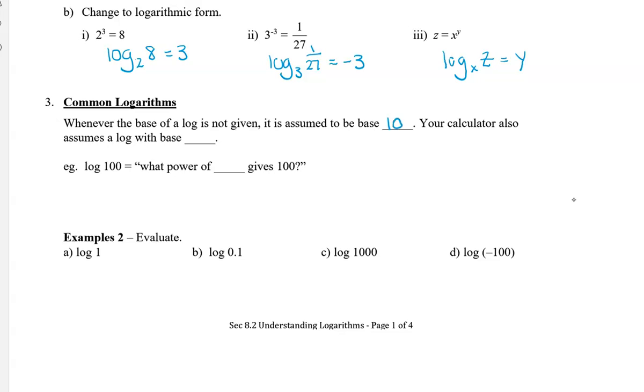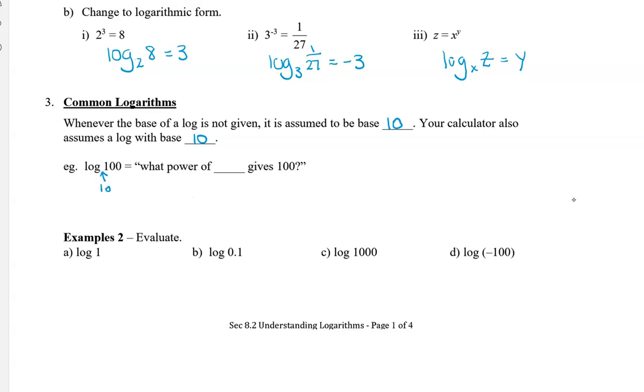So your calculator also assumes a log with base 10. You'll notice on your calculator, it just says log, and it doesn't have any different bases on there. So if I gave you a question and I said log 100, this actually means what power of 10, because our base here would be 10.